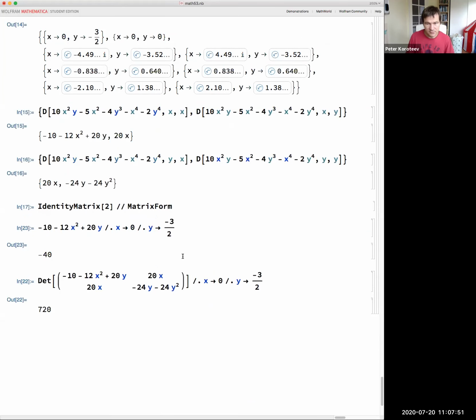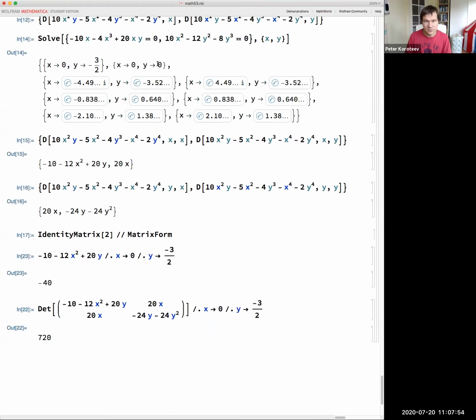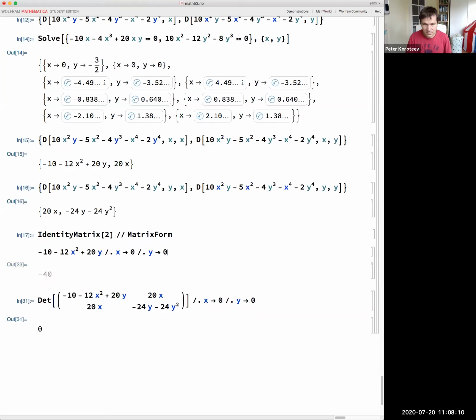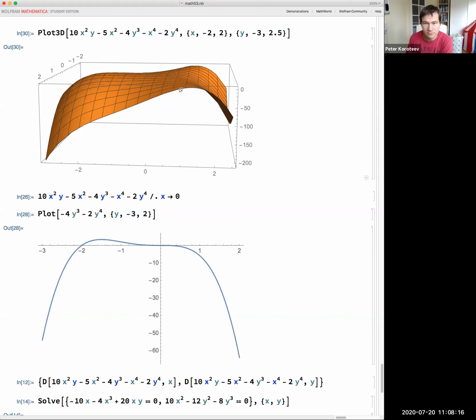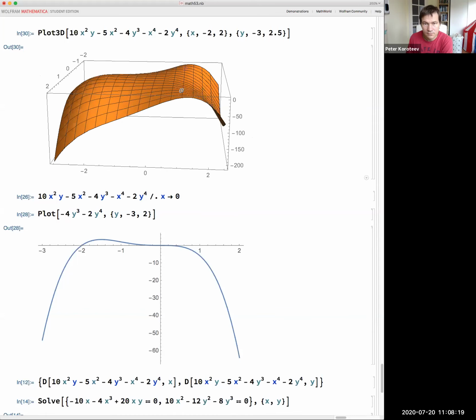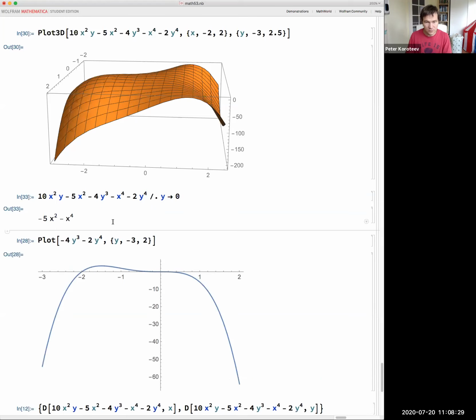So let's evaluate 0, 0. What's going on with the determinant? The determinant is 0, so according to our theorem, it's inconclusive. Here it's 0 and here it's negative. If you look at it, 0, 0 is this point over here, so we can draw. Now let's put y equal to 0, and we plot that.